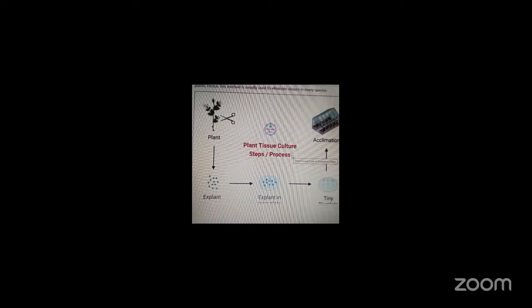Some disadvantages are that it is a labor intensive and expensive process. Another one is that it is vulnerable to many environmental factors. These are some of the disadvantages of tissue culture.